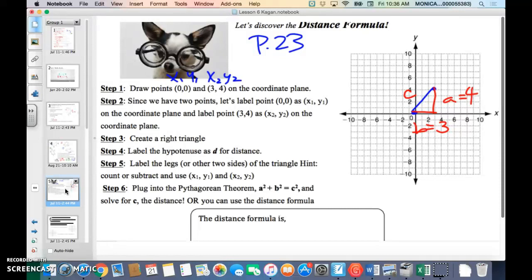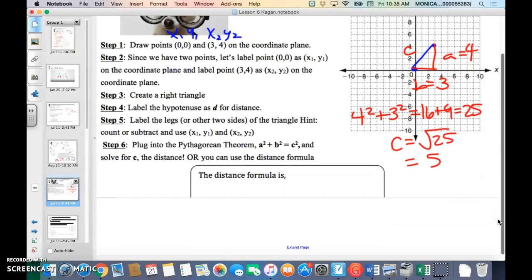So then the next step is to use the Pythagorean theorem, which is a squared plus b squared equals c squared. So 4 squared plus 3 squared equals 16 plus 9, which is 25. And the last step to figure out what c is, you take the square root of 25, which equals 5. So c equals 5. The other option is to use the distance formula. So the distance formula is basically doing all this work except without a coordinate grid. So to find the distance, the last step is to take the square root. So that's where this comes from.